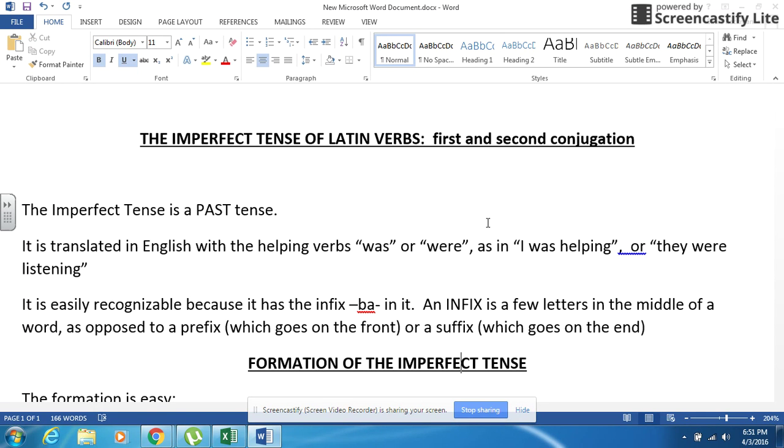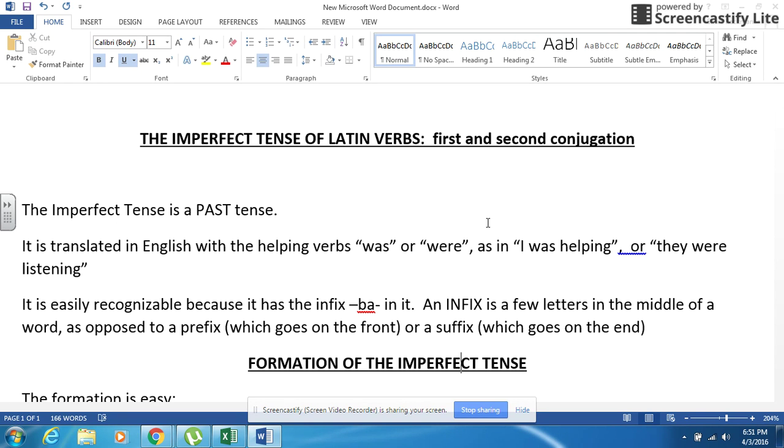First of all, the imperfect tense is a past tense. It's actually the first past tense that you're learning in Latin. It's translated in English with the helping verbs was or were, as in, I was helping or they were listening. It is easily recognizable because it has something called an infix in it. The infix is a ba, the letters B and A.